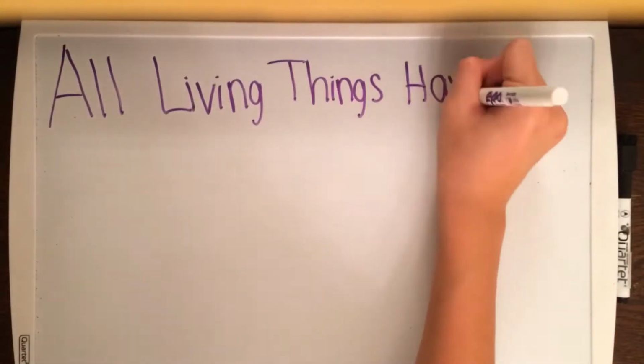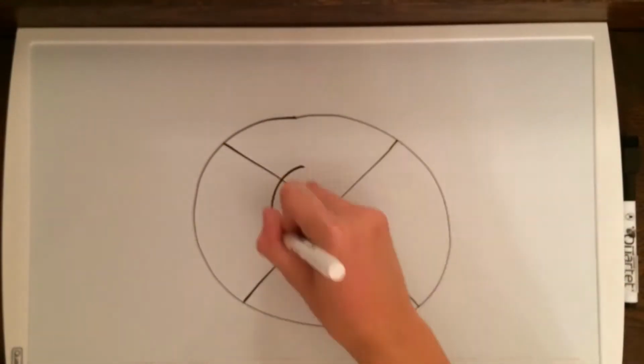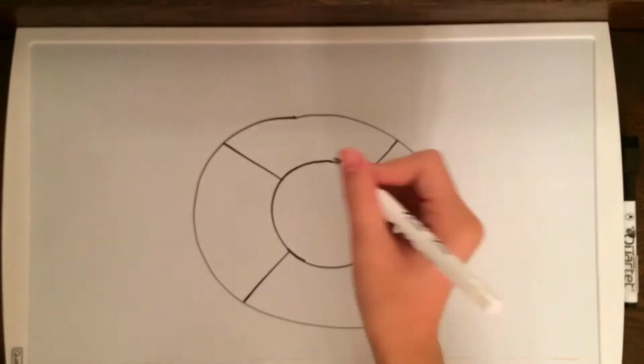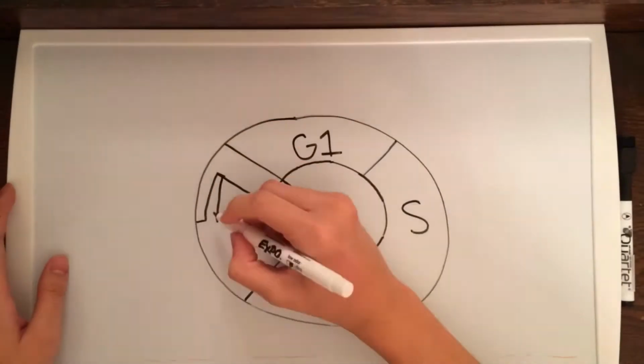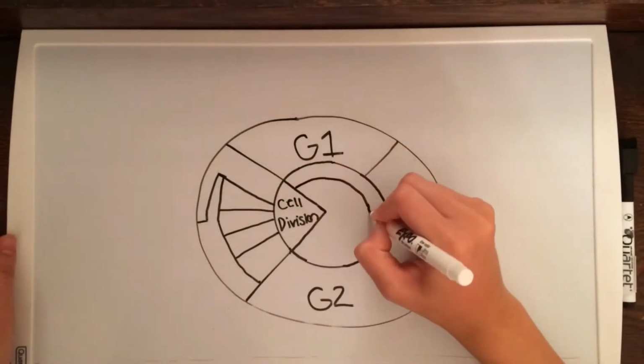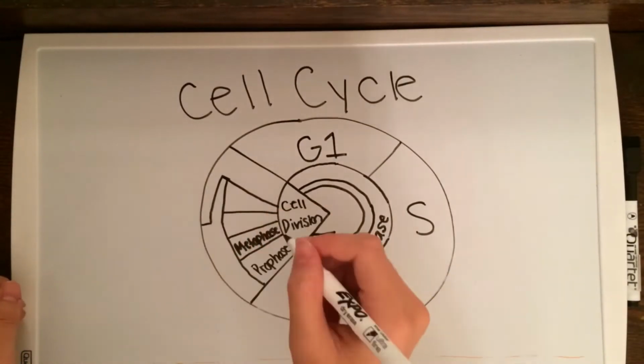Living things are made of cells, but how do those cells grow and develop? Eukaryotes have more than one cell. Their cells go through the cell cycle, where their cells grow and develop. Prokaryotes have a single cell. Their cells go through a much simpler cell cycle. We're going to focus on the eukaryotic cells.